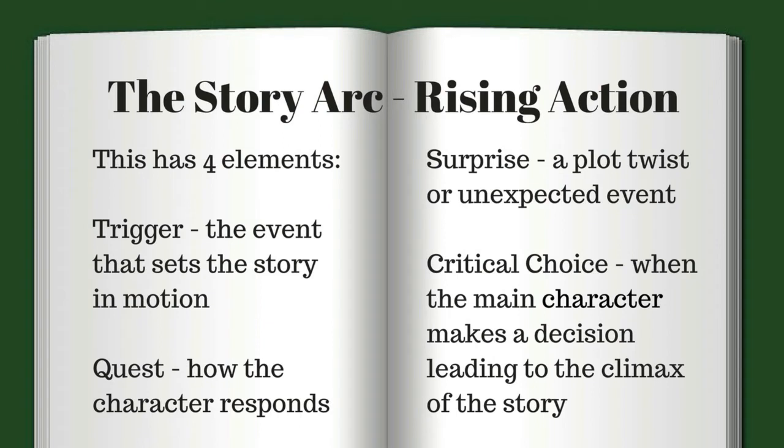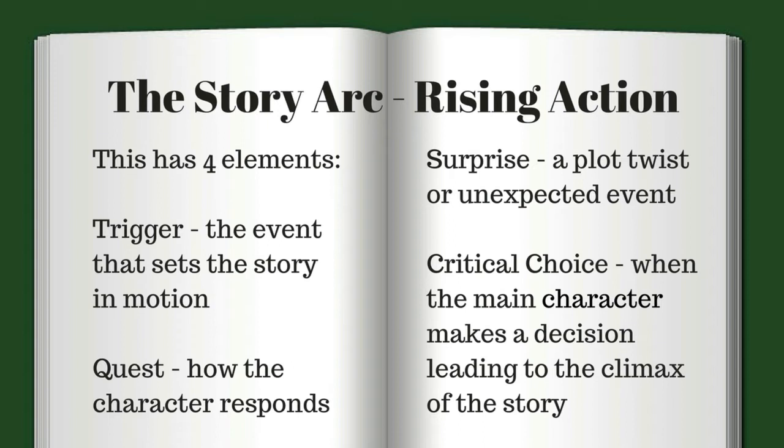The rising action is where the tension mounts towards the climax, and it generally has four elements. The trigger is the event that sets the whole story in motion. The quest explains how the character responds to this trigger, this event. The surprise is a twist in the plot or unexpected event. These are essential to craft a great novel. The critical choice is when the main character makes a decision leading to the climax of the story, when the hero or the heroine overcomes the greatest obstacle and challenge.